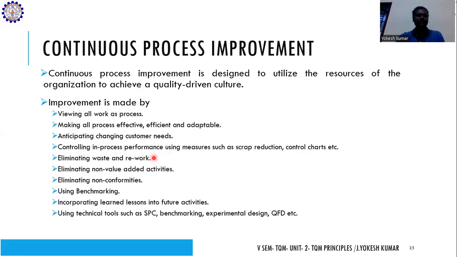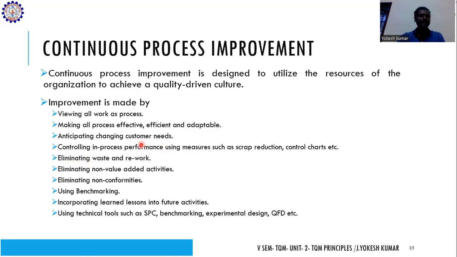The next stage is controlling in-process performance using measures such as scrap reduction, control charts, etc. Once we fix the process, we go for it. Then we need to measure the in-process performance using some tools and techniques to reduce the scrap. The tools and techniques may be a statistical tool, SPC, statistical process control. We have to use various control charts like X bar chart, R chart, C chart, P chart. Those charts can be used to measure the in-process performance of the process.